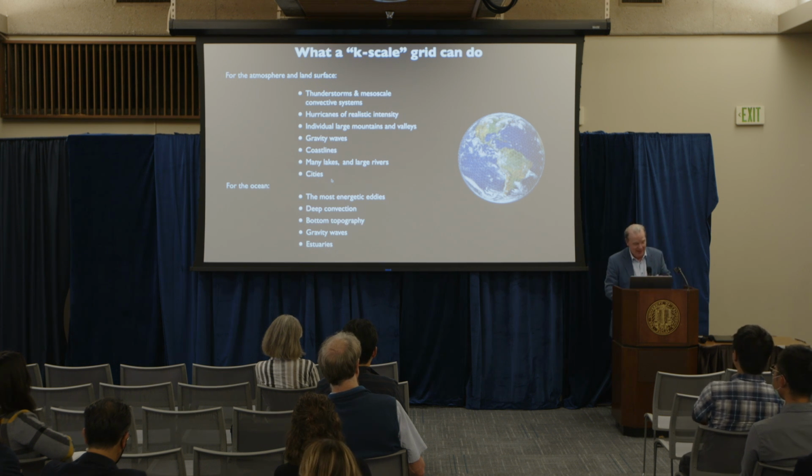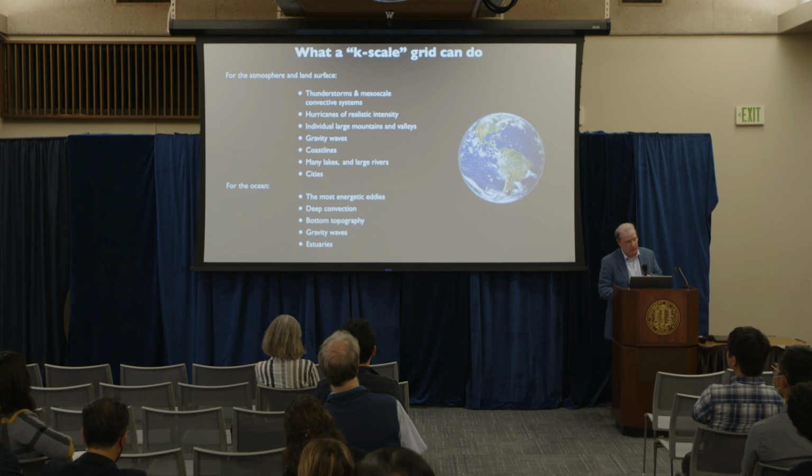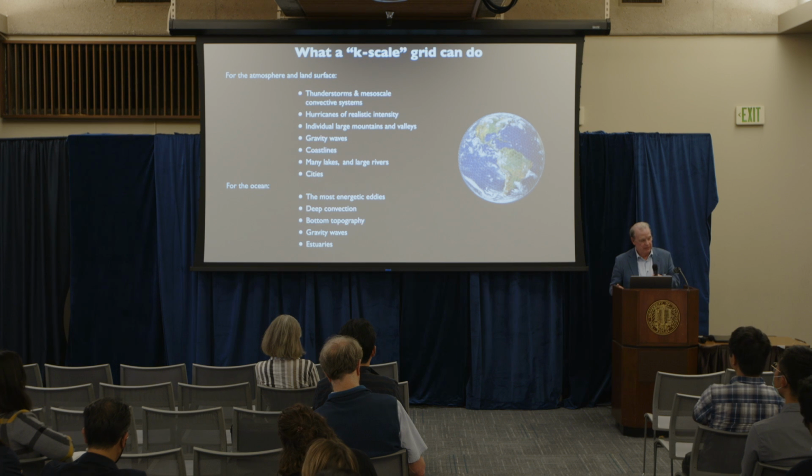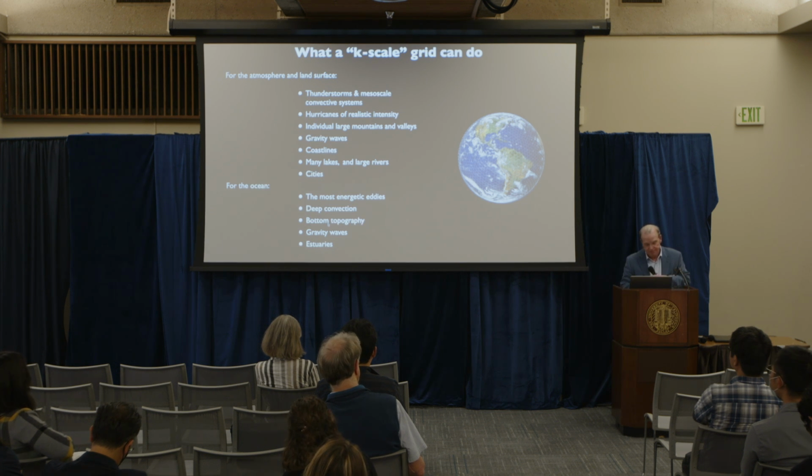And for the ocean, you get the most energetic eddies, the mesoscale eddies, at least away from the poles. You get ocean deep convection, which only occurs in a few places, but it's important. You, of course, get the bottom topography. You get internal gravity waves, just like in the atmosphere. And, again, estuaries.